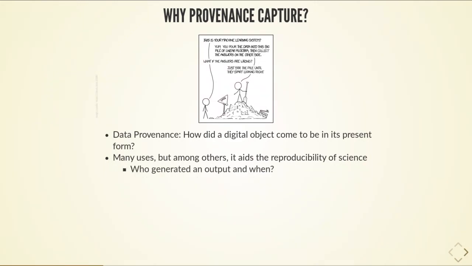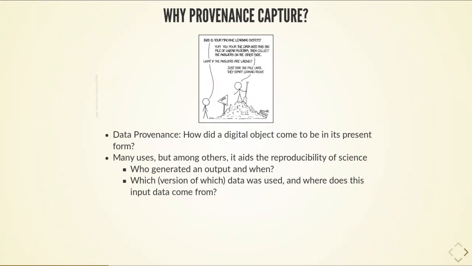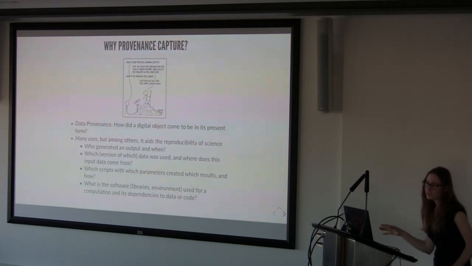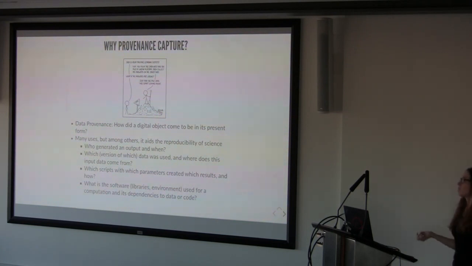to questions like these. Who generated a research output, and when was that done? Which version of the data was used to produce an output, and where did that data come from? Which script created an output, and which parameters precisely were used, and how was that script executed? What is the software that is relevant for the computation at hand, and what are the interactions of the software with the data or the code that was used? All of that is relevant in order to make a research object reproducible.